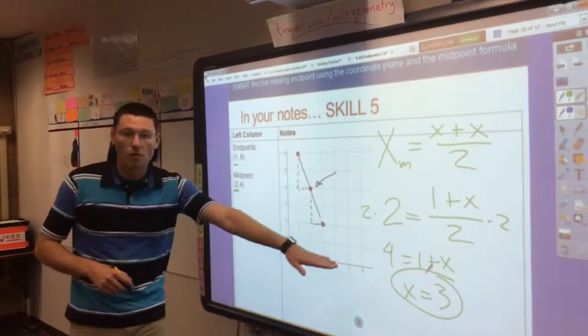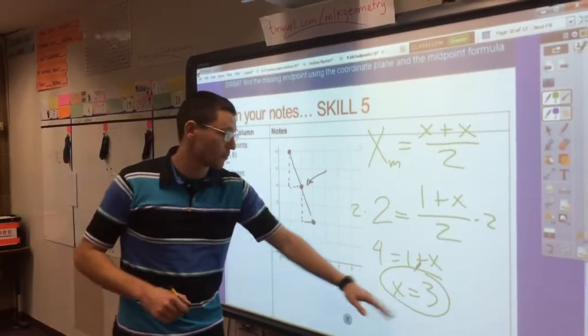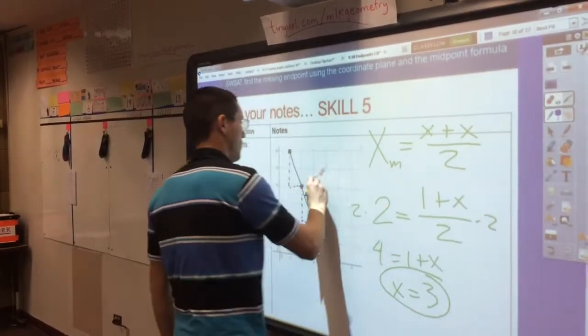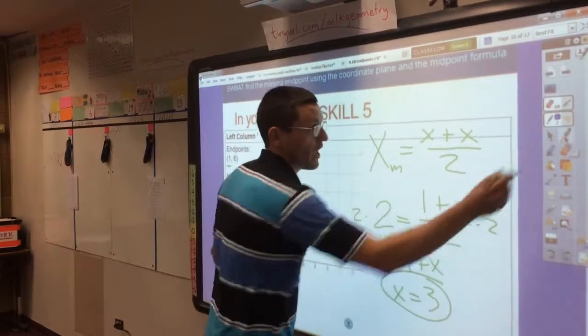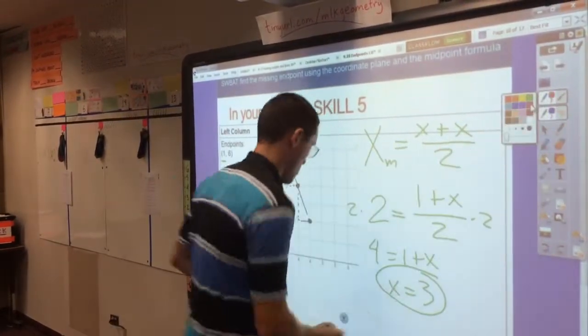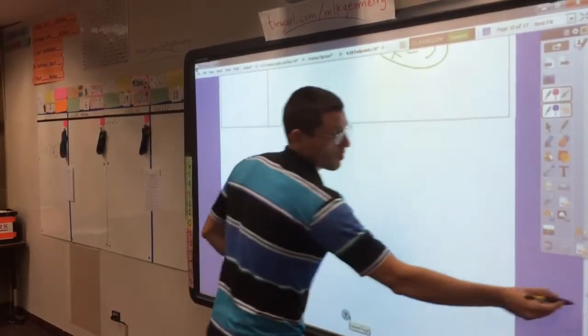Okay, and we're not done though. Okay, the answer isn't just 3 because our answer is a coordinate pair. Okay, so we have to find the y that goes with this x. So let me change colors really quick. We're going to scroll down.